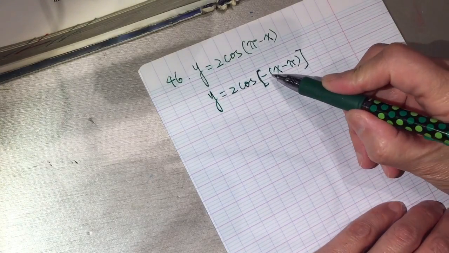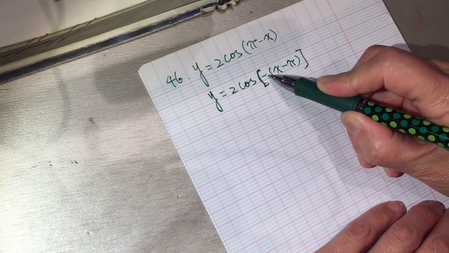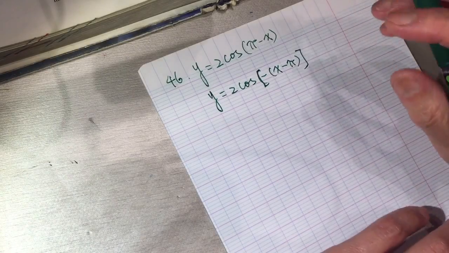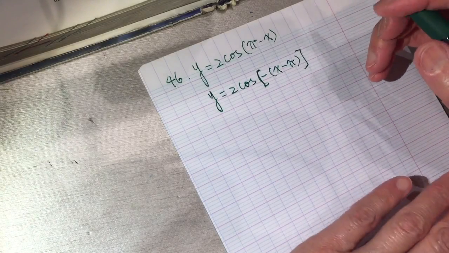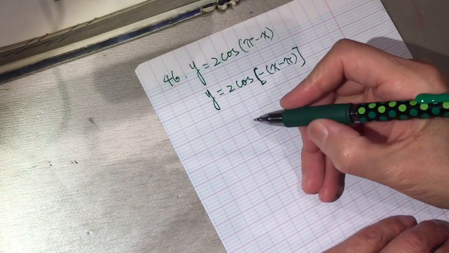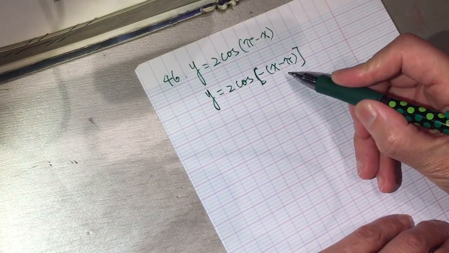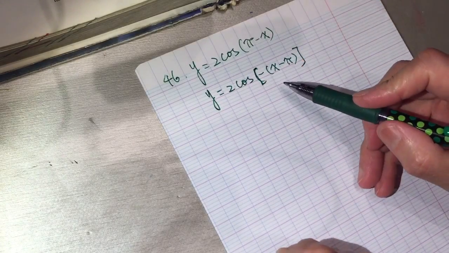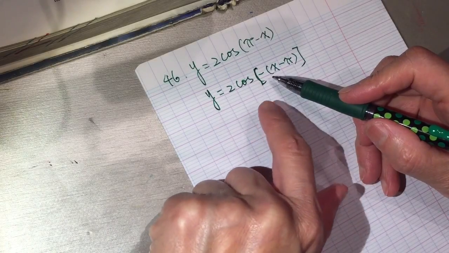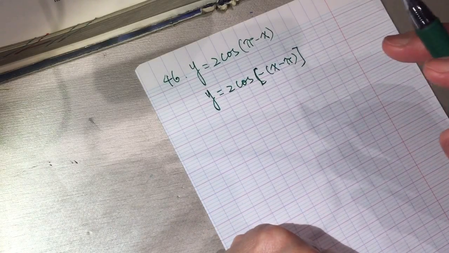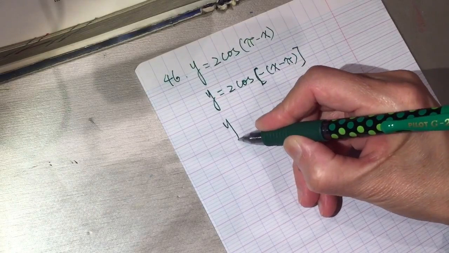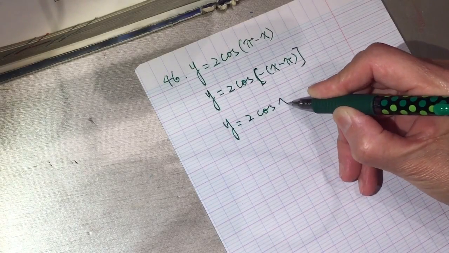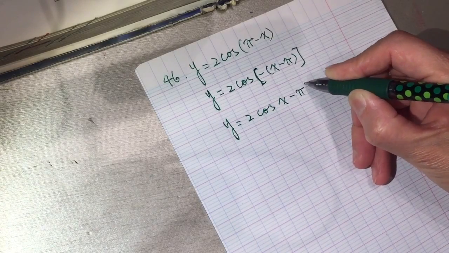I did not change anything. Negative x, positive pi, negative x. So I didn't change a thing. I just changed the way it is written. And we know cosine flips over the y-axis, so it's an even function. So y equals 2 cosine of x minus pi.